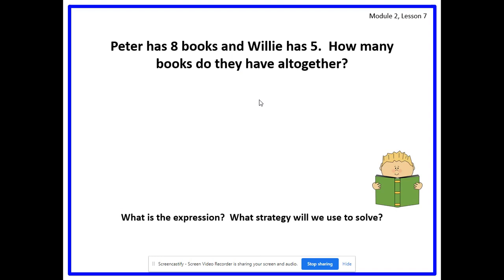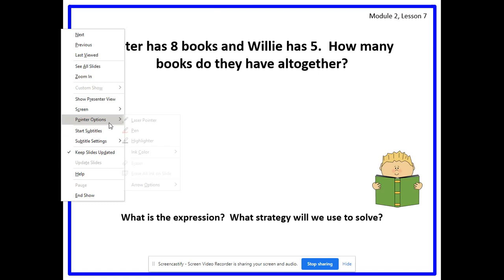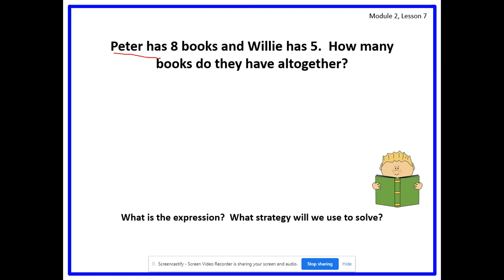Right now, I need all your markers and your pencils parked, and your ears are listening. Ready? Peter has 8 books, and Willie has 5. So from our problem, we know that Peter has 8 books and Willie has 5. Nobody's writing anything yet. We're listening. The question says, how many books do they have all together? Well, what are our parts or our expression in the story? 8 and 5. So 8 plus 5 will be our expression.